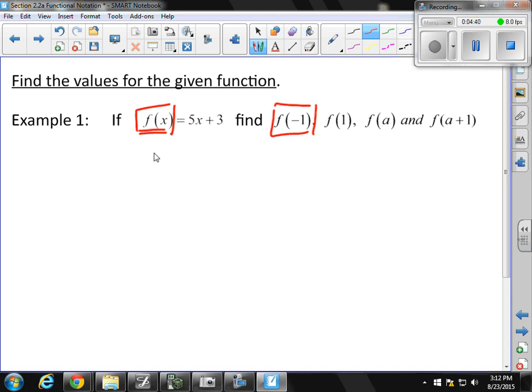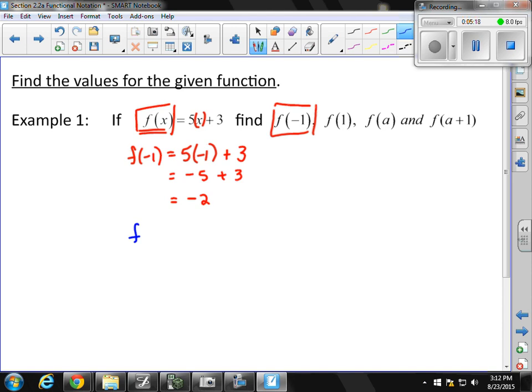The difference between f of x and f of -1 is that we've replaced x with -1. So in order to find f of -1, wherever I have an x, I replace it with -1. It oftentimes helps if you wrap your variable in parentheses so you can see exactly where the value goes. Then we simplify this. Order of operations: we multiply first, and then we add. f of negative 1 is negative 2.